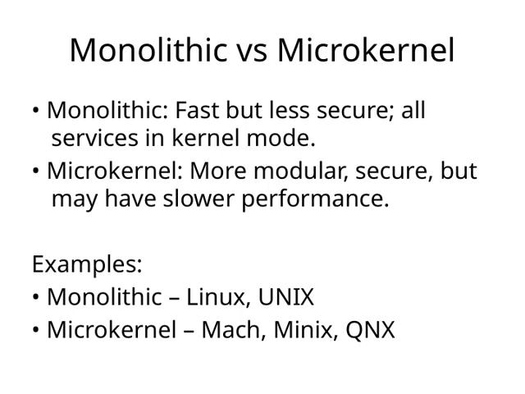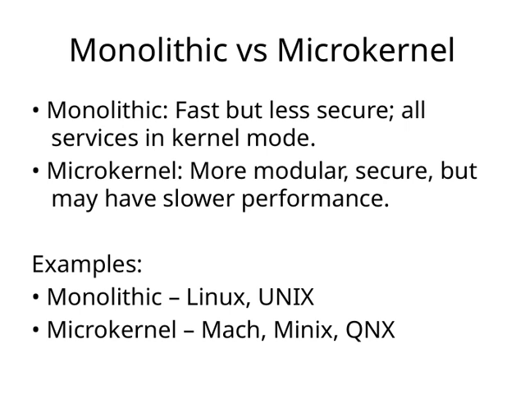In a monolithic system, all the core services are integrated into a single large kernel, which means it's generally very fast because everything operates in kernel mode. However, this design can be less secure because if one part is compromised, it can affect the entire system.